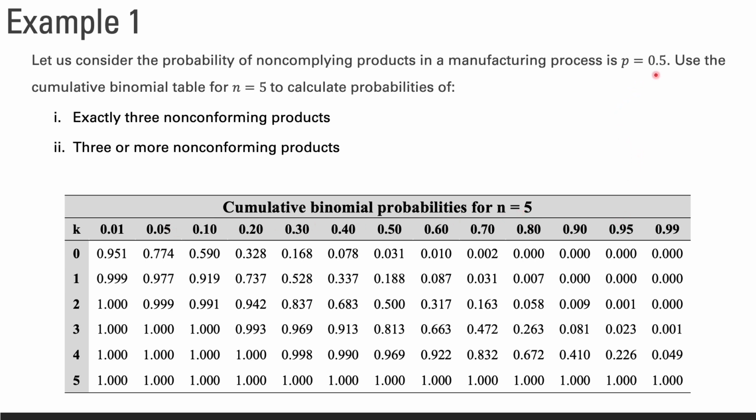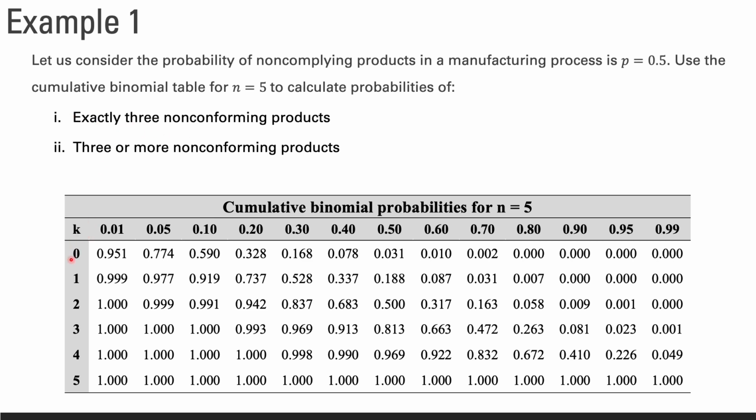We are already given the value of p = 0.5, so this is the column that we are interested in. All others are irrelevant for us. And the first column, k, which we can also call x, represents the actual thing that we are interested in: the number of non-conforming products.